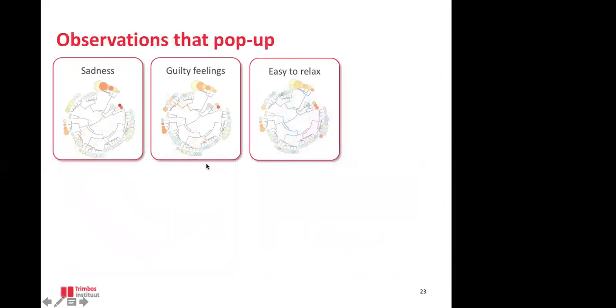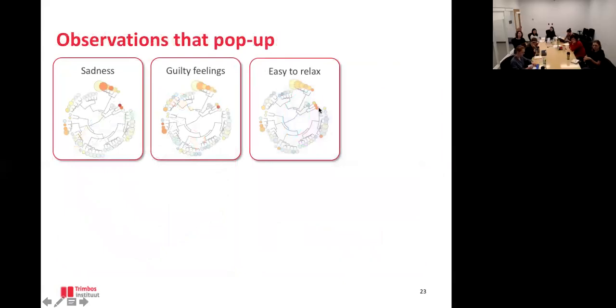So going through all these extra outcome measures, we can start looking at to what extent these modules are behaving differently across the measurements. So sadness and guilty feelings we already had. If you take a look at easy to relax, we see that they all score, should be the other way around, fairly low.